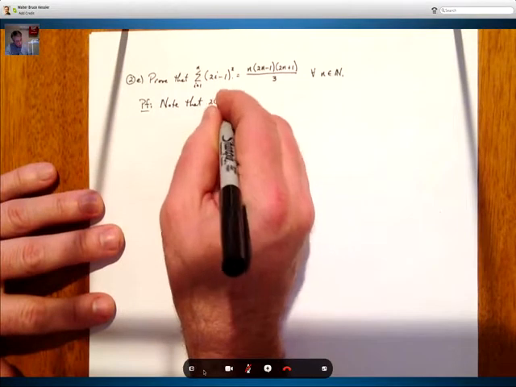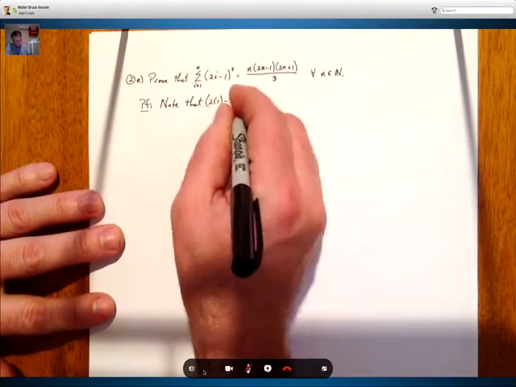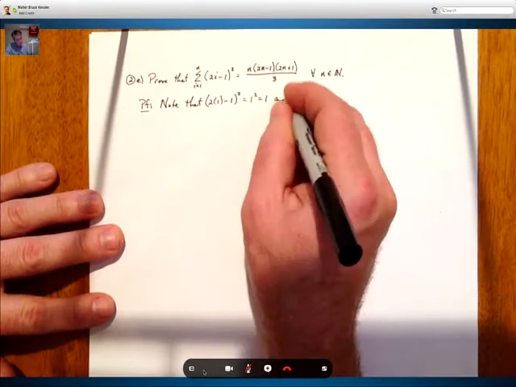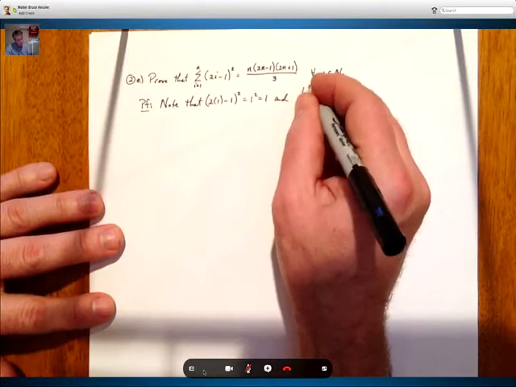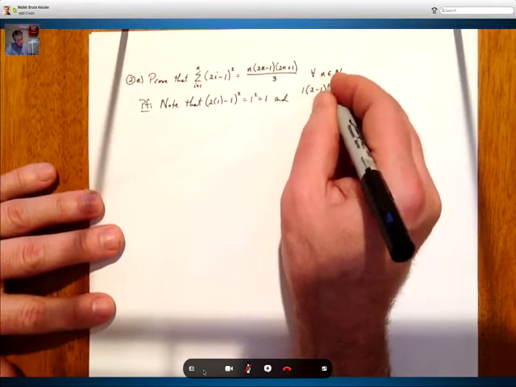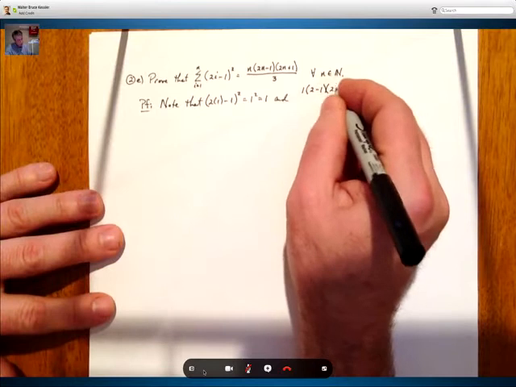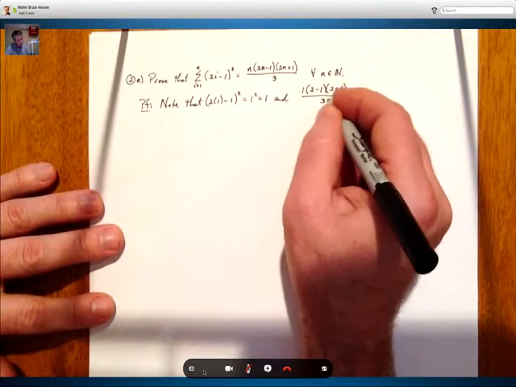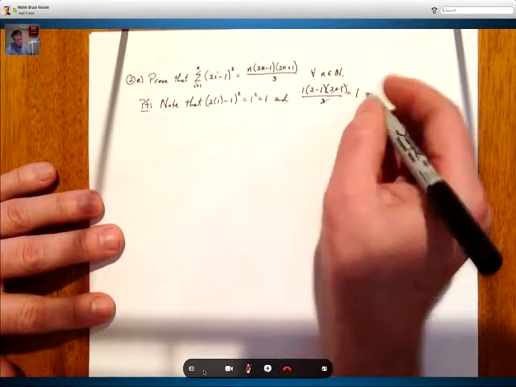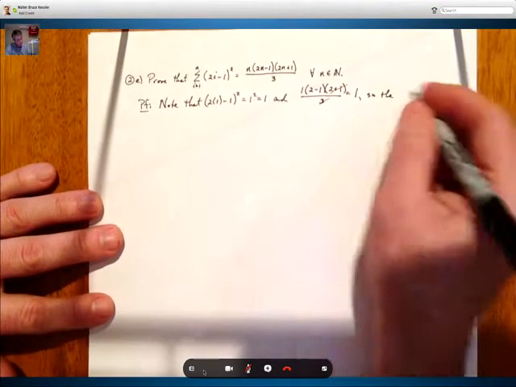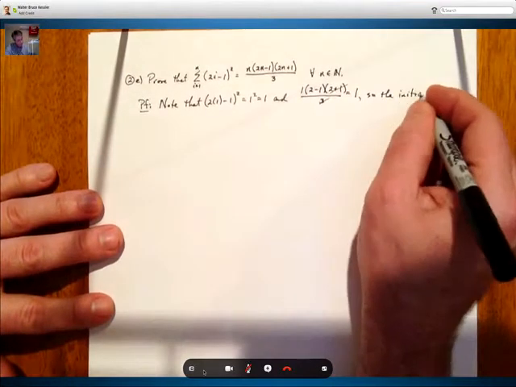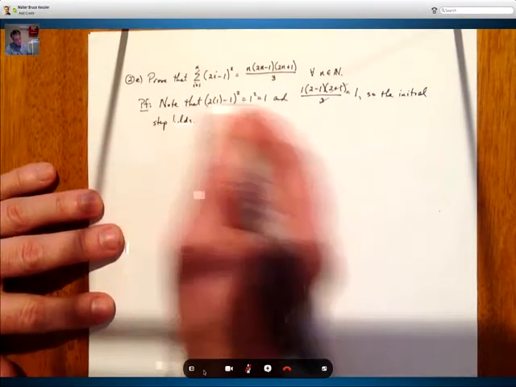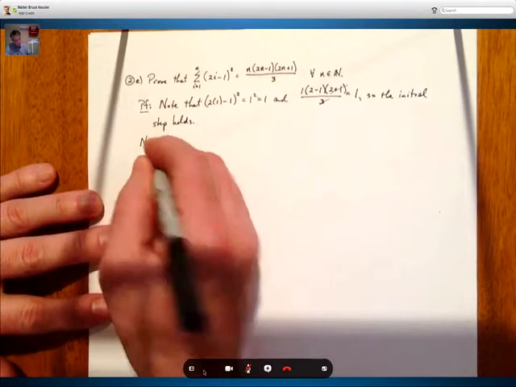And if I add up the first one, I get 2 times 1 minus 1 quantity squared. This is 2 minus 1, 1 squared, which is 1. And if I look at the formula, this is 1 times 2 minus 1 times 2 plus 1 over 3. So this is 1, that's 3 over 3, 1. So the initial step holds.